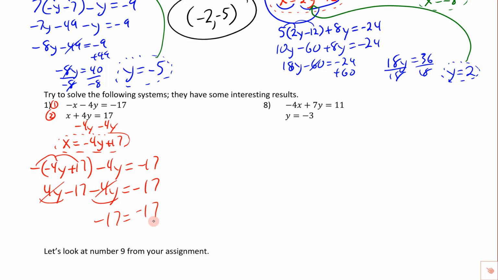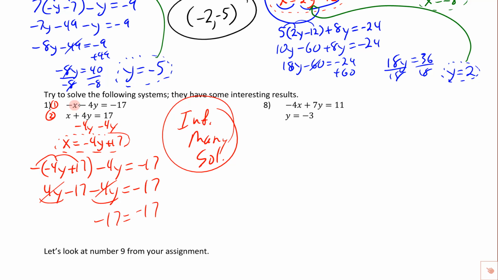So stop and think back. What did we get if the variables went away and what was left was a true equation? These two numbers do equal each other. What that means is there are infinitely many solutions. So if we were to graph these, the lines would be right on top of each other.